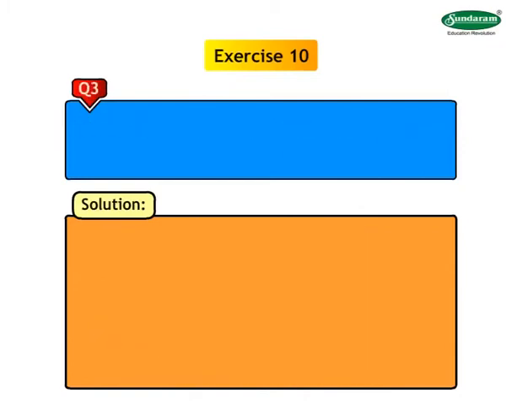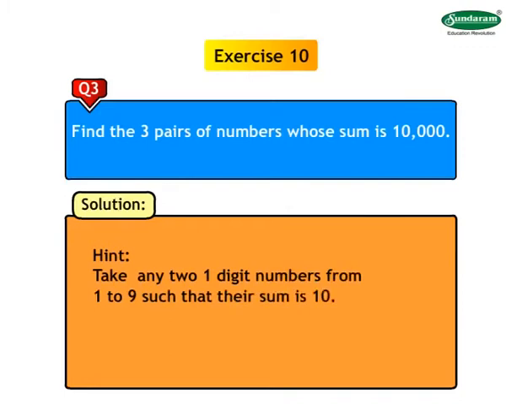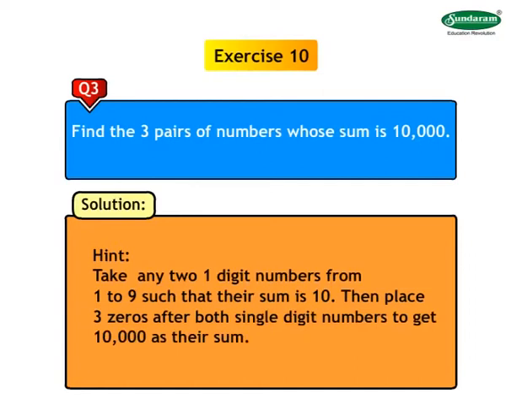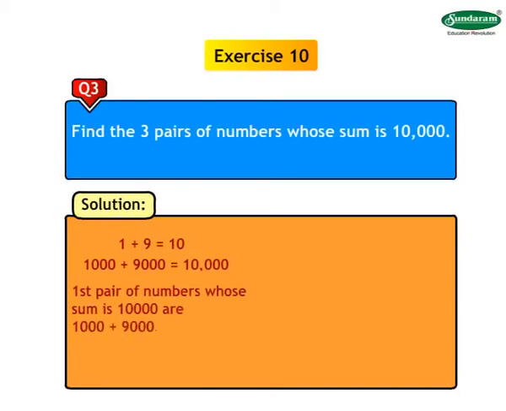Exercise 10. Question 3. Find the three pairs of numbers whose sum is 10,000. Solution. Hint. Take any two one-digit numbers from 1 to 9, such that their sum is 10. Then place 3 zeros after both single-digit numbers to get 10,000 as their sum. Let us consider the number 1. If we add 9 to 1, we get 10. Thus add 3 zeros after 1 and 9 and then find their sum is equal to 10,000. That is, the first pair of numbers whose sum is 10,000 are 1,000 plus 9,000.